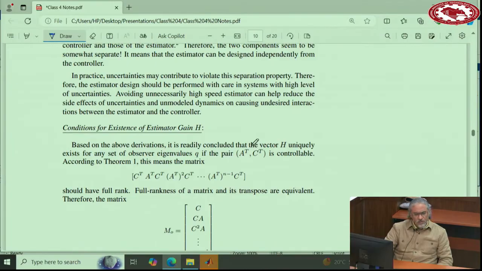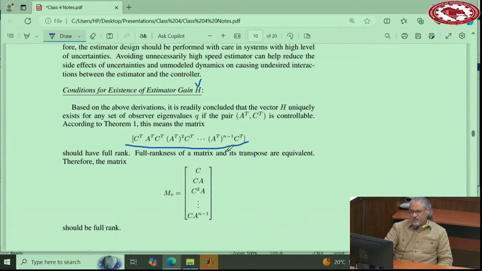Okay, under what condition does H exist? A transpose minus C transpose H transpose. So A transpose and C transpose should be controllable. Over there we said A and B should be controllable. Here we say A transpose and C transpose should be controllable. So this matrix should have full rank. And the transpose of this matrix is this one. So this should have full rank, because when you transpose, the rank doesn't change. This matrix is called the observability matrix, right? And this condition is the observability condition.